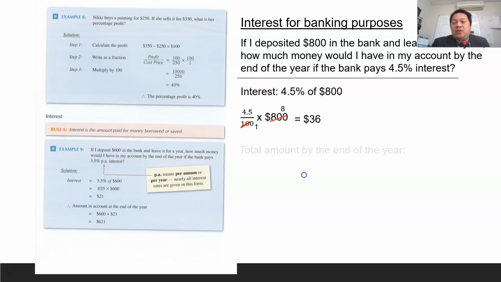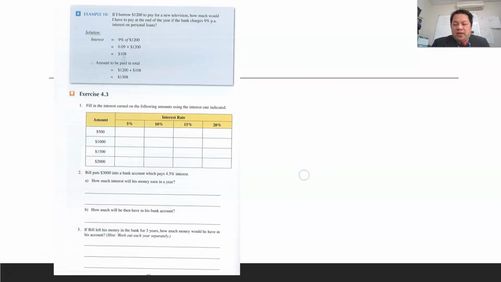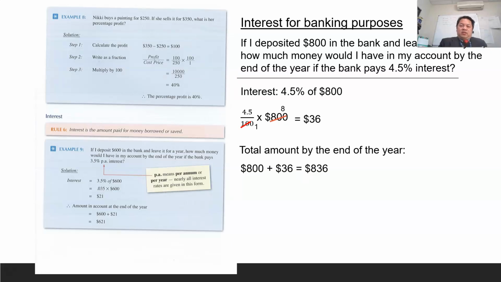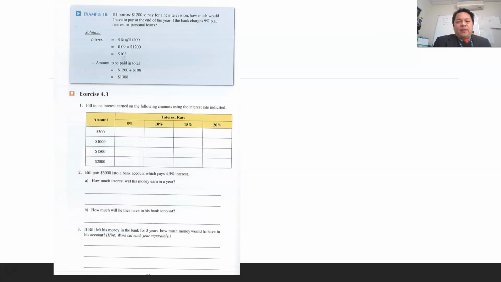So I add on $36 to the principal, which is the amount of money that I put inside. So it's 800 plus $36. So it's $836 is the amount of money that I'll have in the bank account at the end of the year.